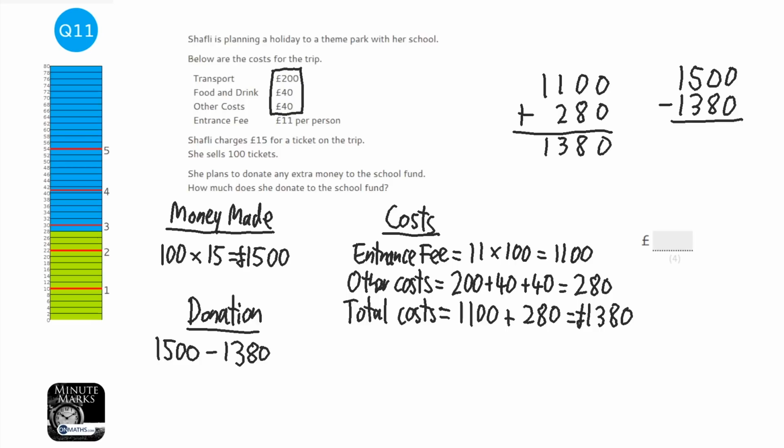So 0 take away 0 is 0. Can't do the next one, so I'm going to take 1 from the 5. So 10 take away 8 is 2, 4 take away 3 is 1, and then 1 take away 1 is 0. So that's going to be £120. So with this question, just make sure you're writing down what you're working out, so the examiner can easily give you the marks.